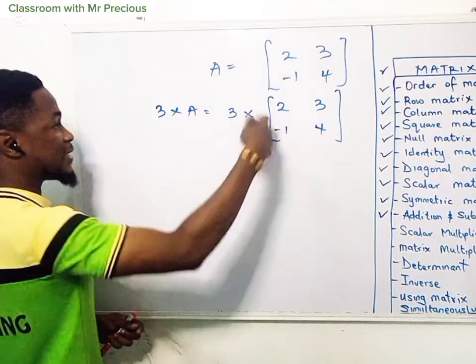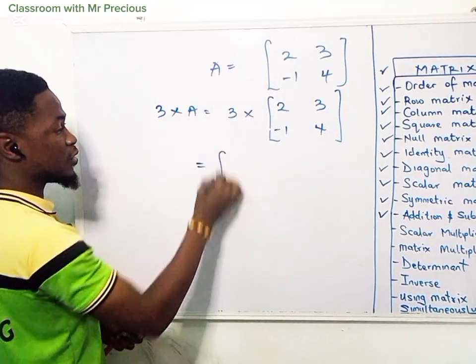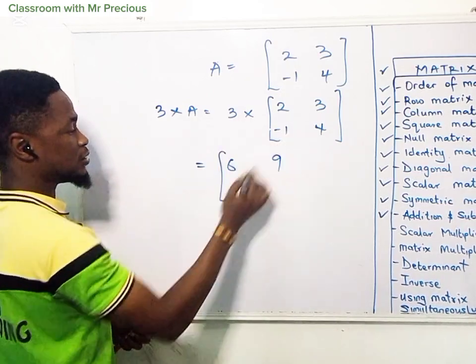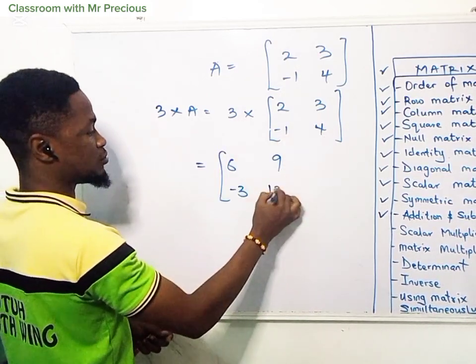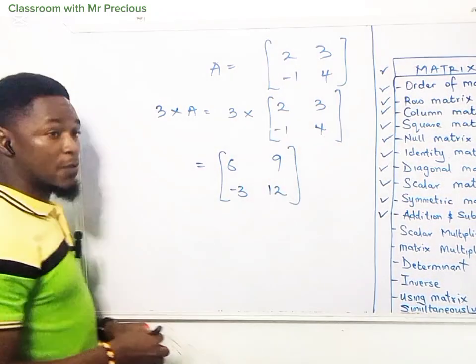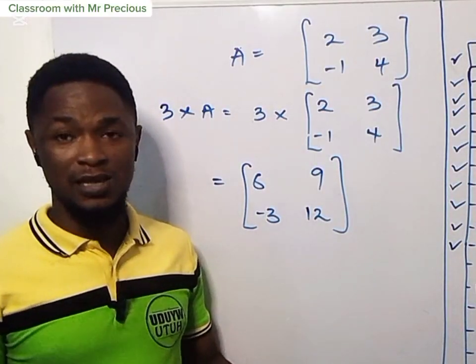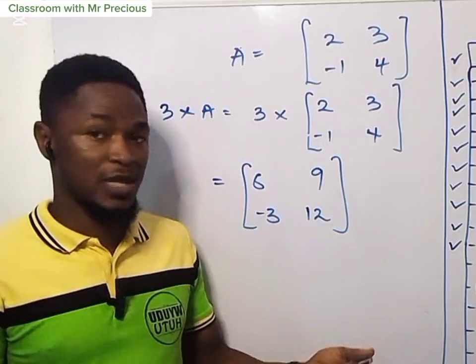So it's very simple. What you do is multiply 3 by everything. So 3 times 2 is 6, 3 times 3 is 9, this is minus 3, and 12. So this is it. It's just simple. If you are multiplying a matrix by a scalar, just multiply every element in that matrix by that scalar. That's all.